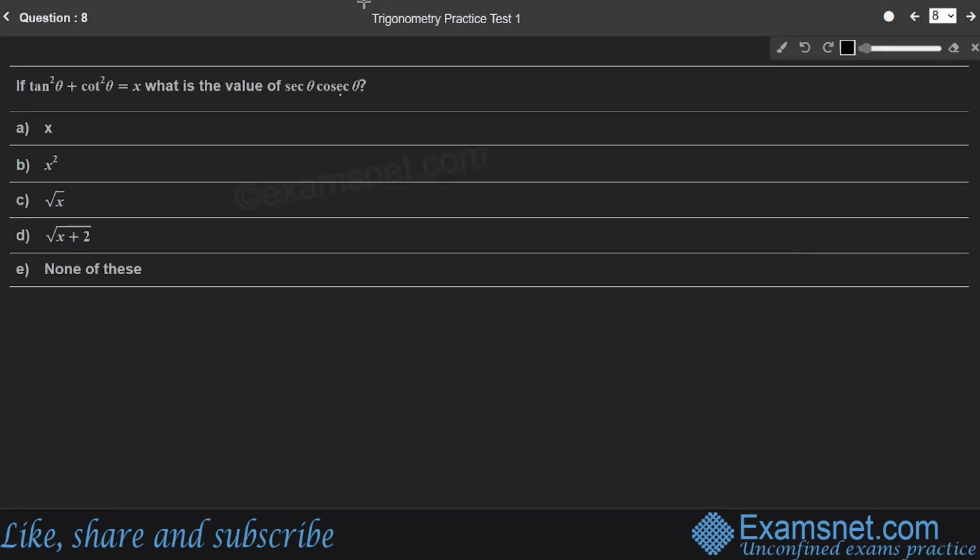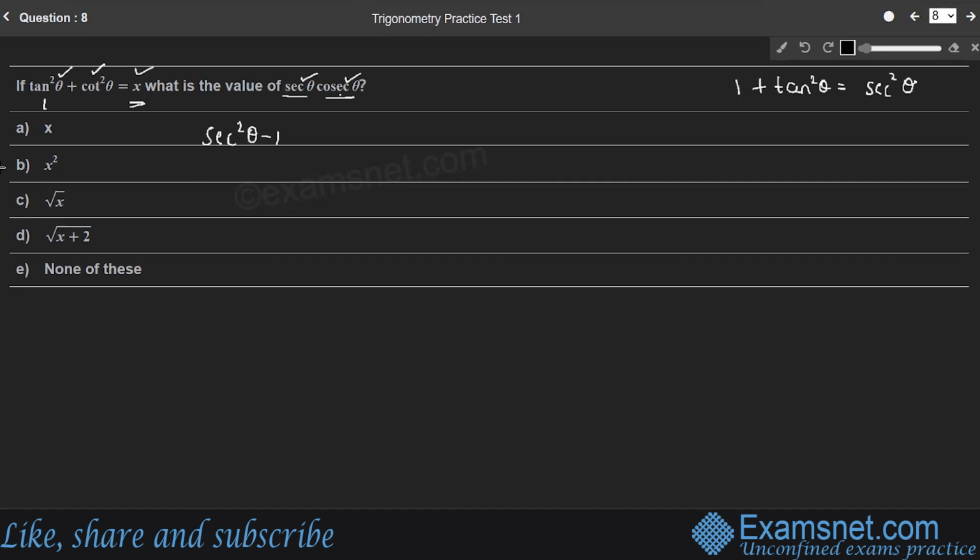Question number 8. If tan square theta plus cot square theta is equal to x, then what's the value of secant theta into cosecant theta? Here we need to express the given equation in terms of secant and cosecant. The tan and secant functions are related as 1 plus tan square theta is equal to secant square theta.